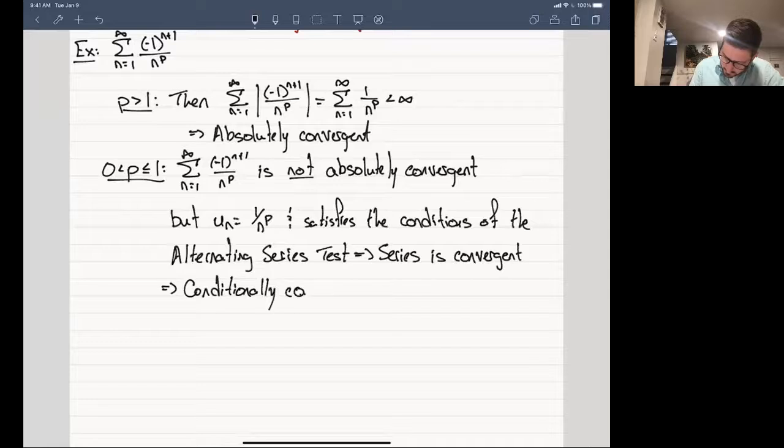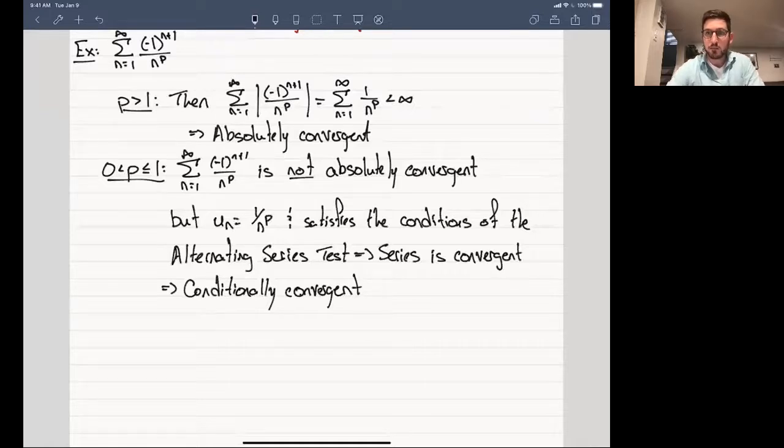And you notice that this includes the alternating harmonic series, right? The case when p is equal to 1. So this is weird, right? We know that when p is between 0 and 1, without this thing alternating, so the absolute value of these terms, this thing doesn't converge. But we now know from the alternating series test that it actually will converge if your sequence here is alternating. So that's kind of weird, right? It's very, very quirky.